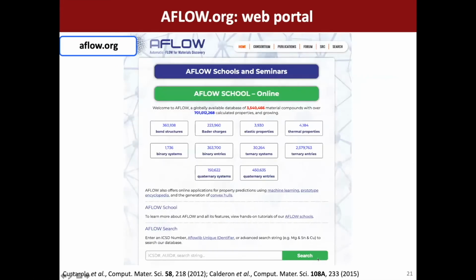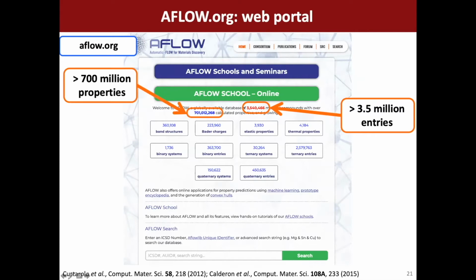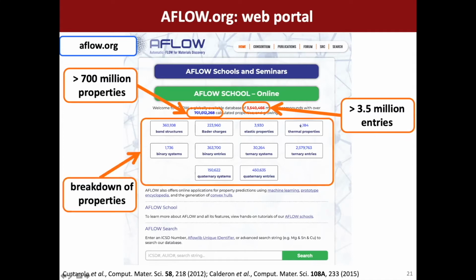So in our case, our database is at aflow.org. So here's the aflow.org web portal. If you go to aflow.org, you'll see this page. We now have about 3.5 million materials entries, and about 700 million total properties. So these are individual values that have been calculated for the different materials. Here's a breakdown of the properties, so you get an idea of how many band structures, elastic properties, thermal properties, etc. we have.